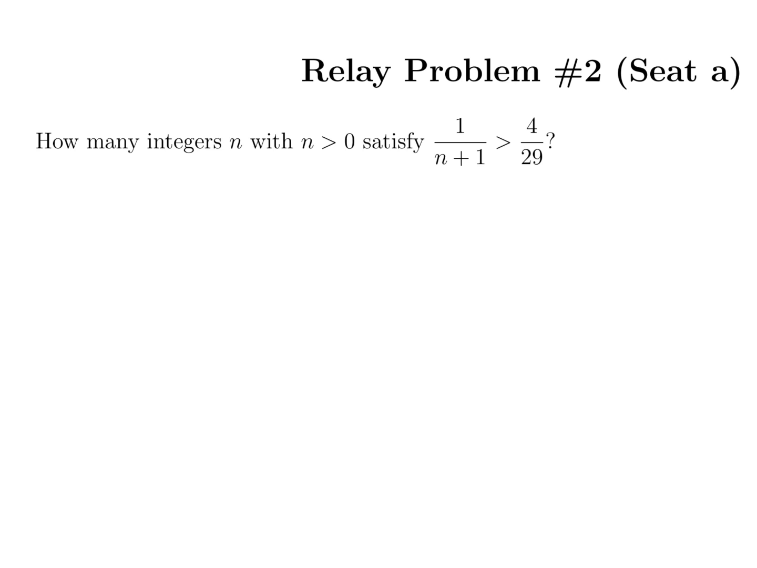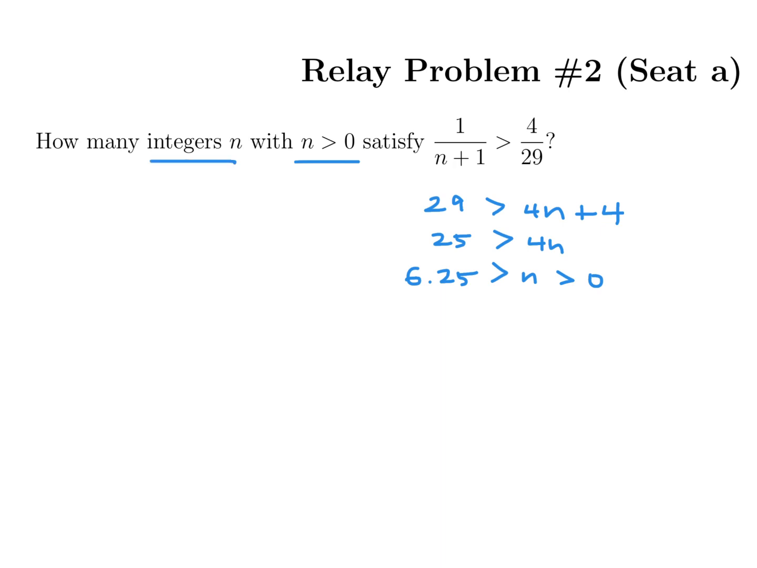How many integers n with n greater than 0 satisfy 1 over n plus 1 is greater than 4 over 29? Let's cross multiply. 29 greater than 4n plus 4. And therefore 25 is greater than 4n, and therefore n, divided through by 4, 25 divided by 4 is what, 6.25?